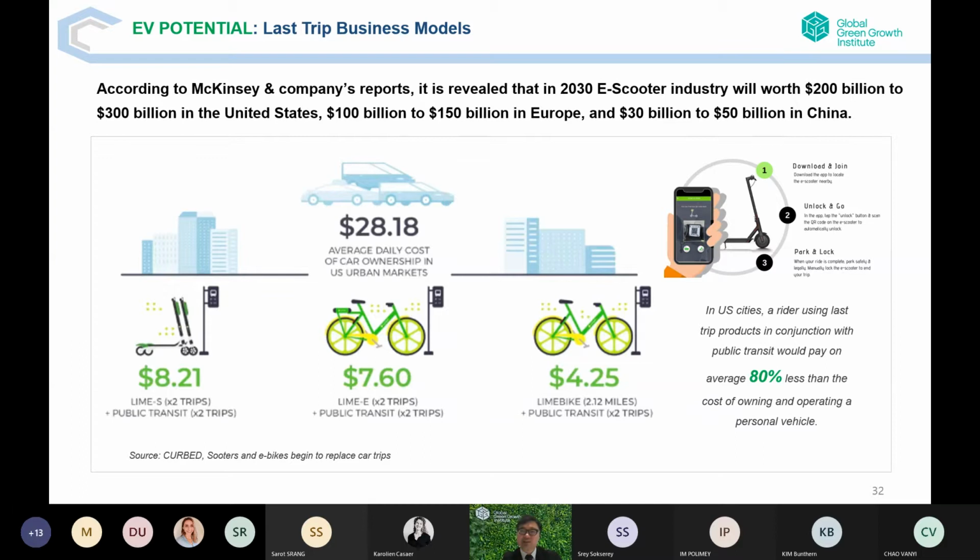So with electric mobility, diverse activities and business models have already been created. If you look at that kind of business model, maybe you can also apply it to Cambodia.